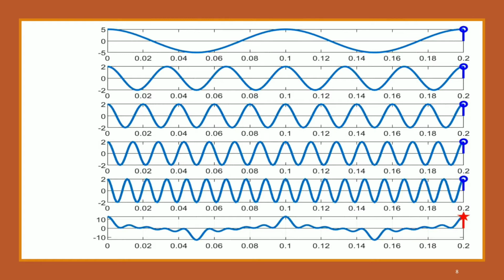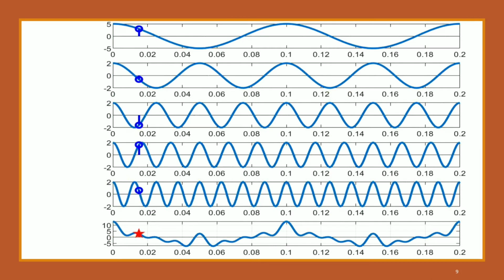In this animation, we have set the amplitude of x1 as 5, while the even harmonics of amplitude 2 are selected. The fundamental frequency is 10 Hz while the frequencies for the harmonics are set at 20, 40, 60 and 80 Hz.